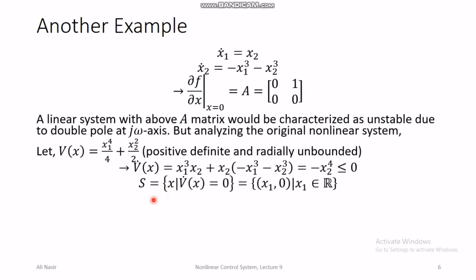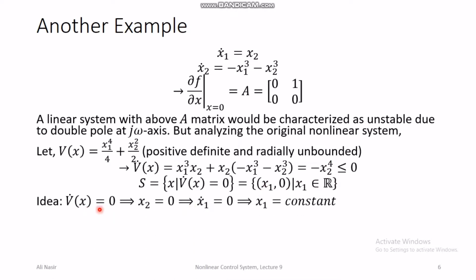So the set S where V dot is identically 0 would be the x1 axis, where x2 is 0 and x1 could be any value. On this set, V dot equal to 0 implies that x2 is 0. So x2 equal to 0 implies that in the original nonlinear system x1 dot would be 0, and that would imply that x1 is constant. And also if x2 is 0, then x2 dot is also 0.